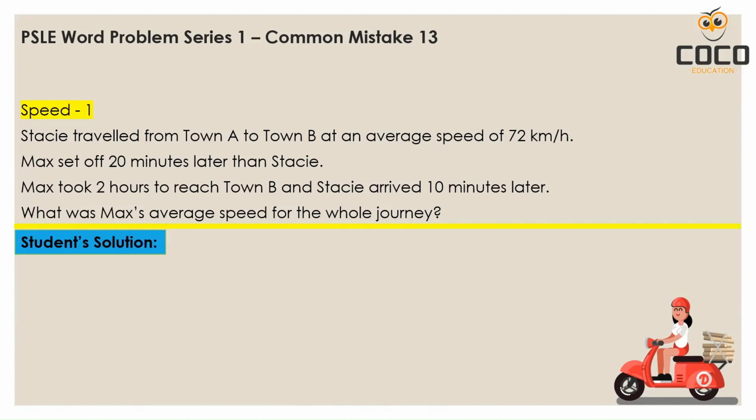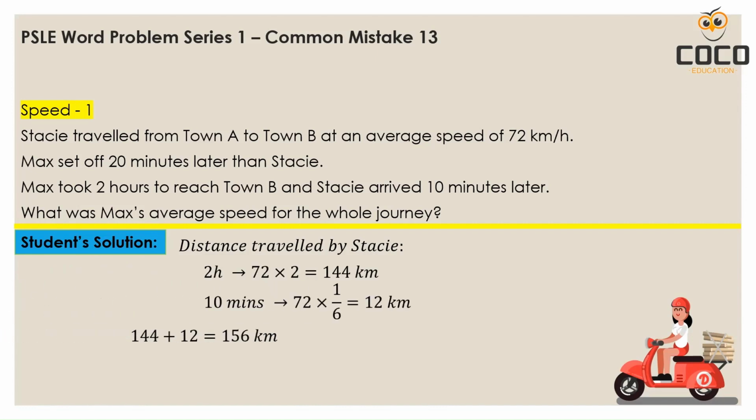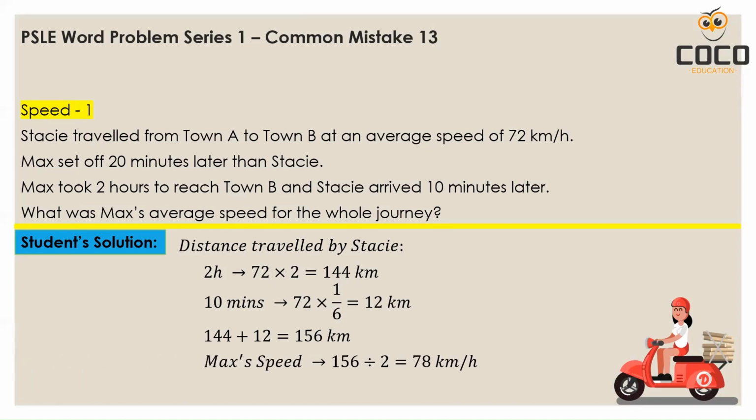We need to find Max's speed, and the key is to get Stacy's time and the distance correct. Let's first look at the student's solution and try to spot his mistake. This student first calculated the distance traveled by Stacy in 2 hours and later 10 minutes and added them together to get the distance of 156 kilometers. And hence, to get Max's speed, he divided 156 by 2, and the answer is 78 kilometers per hour.